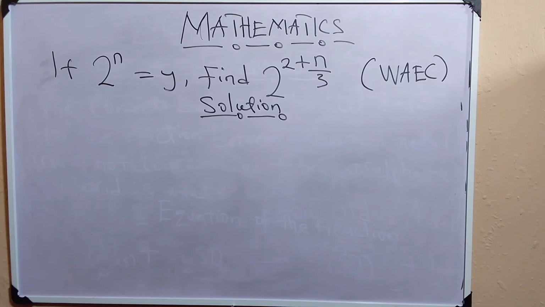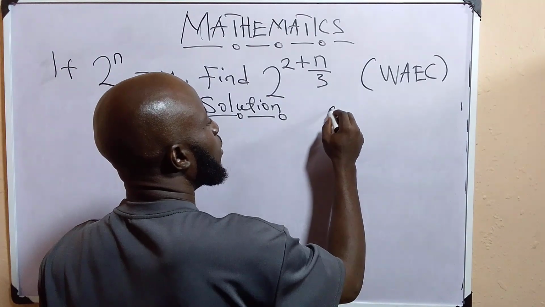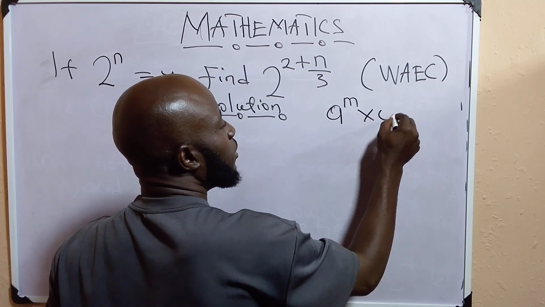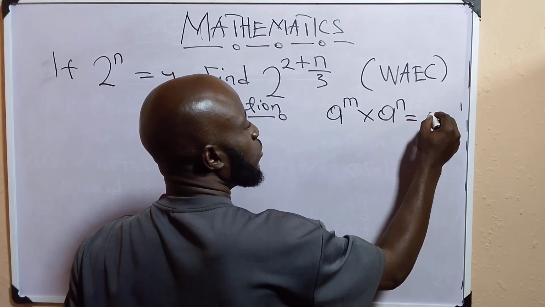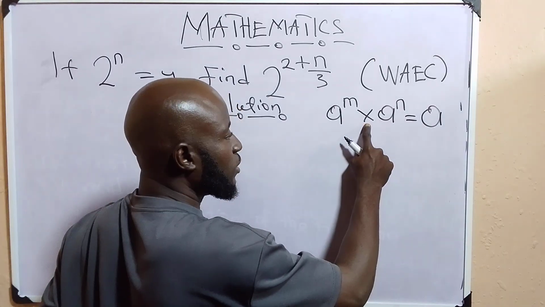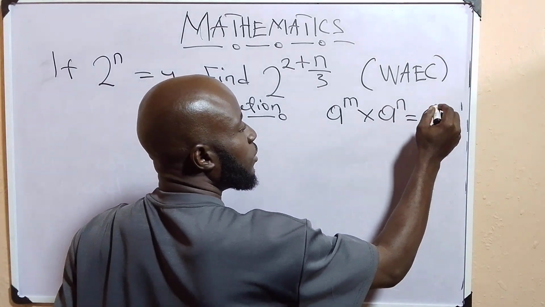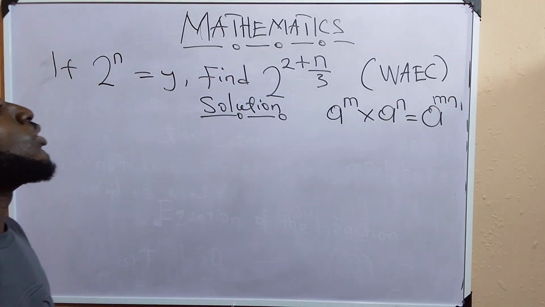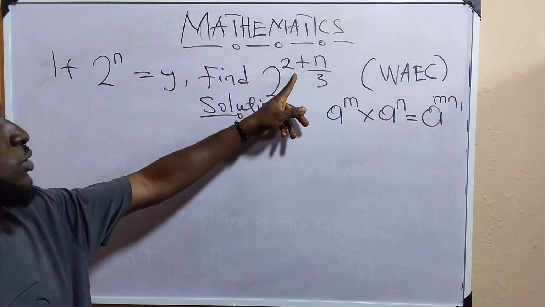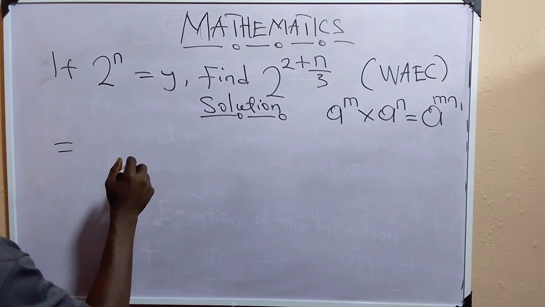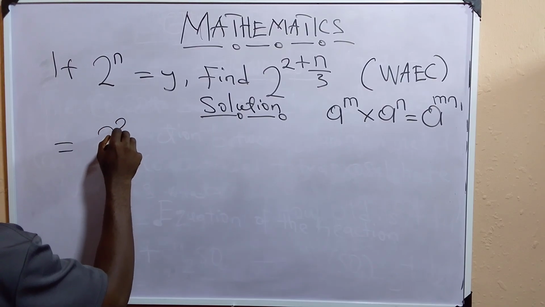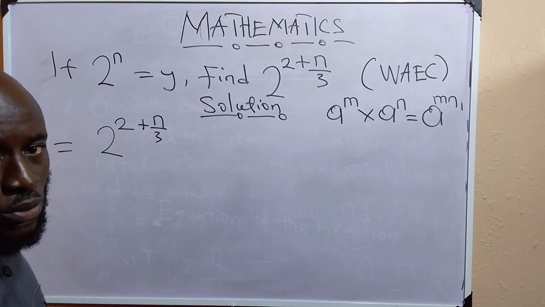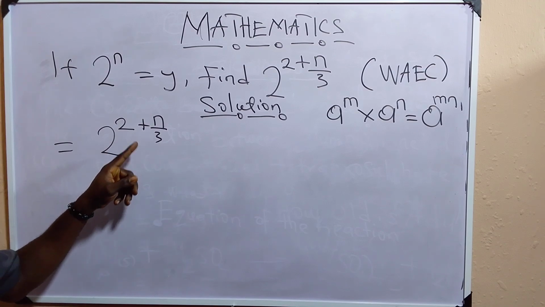So remember in the law of indices that a raised to the power of m multiplied by a raised to the power of n is equal to a raised to the power of m plus n. I told you guys that the multiplication sign changes to addition. So the same thing is applicable to this place. So let me bring it down. This is equal to 2 raised to the power of 2 plus n all over 3. Are we there? So 2 raised to the power of 2 plus n all over 3.